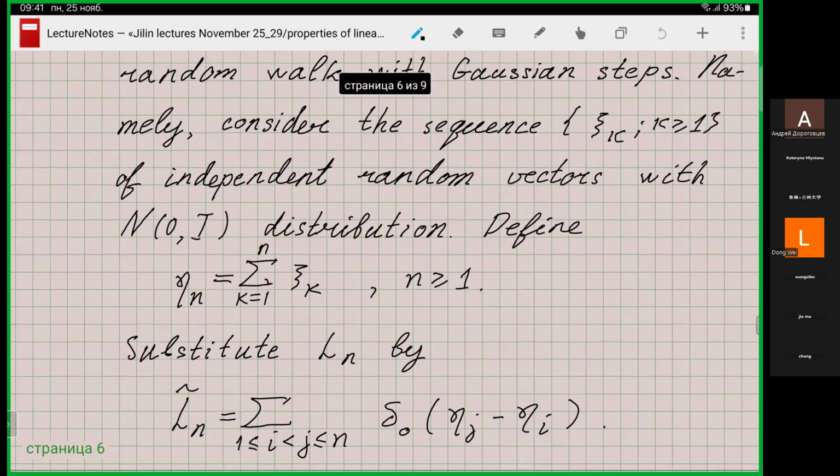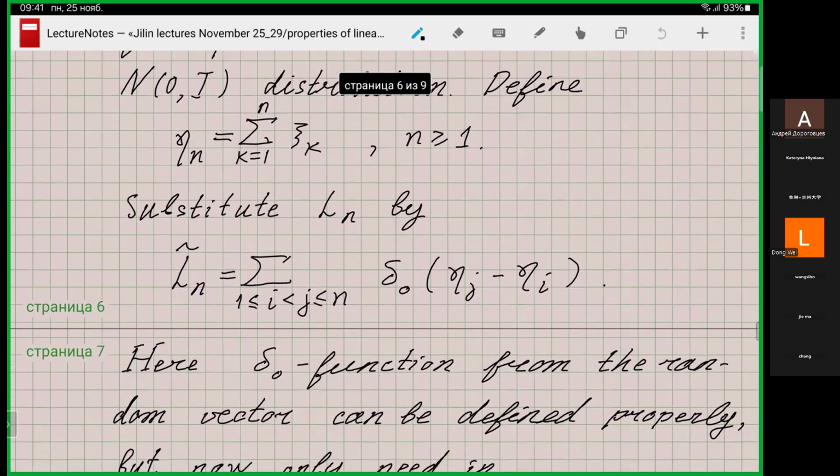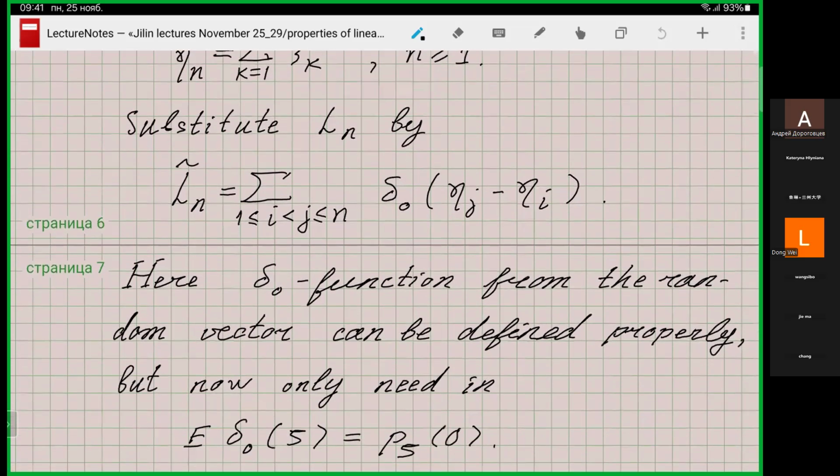But now we don't need to proceed with all the theory, let us just take the expectation formally. And it is very easy. What is the expectation of the delta function of the random vector? It is the integral of this function multiplied by the density of this vector. That's all.